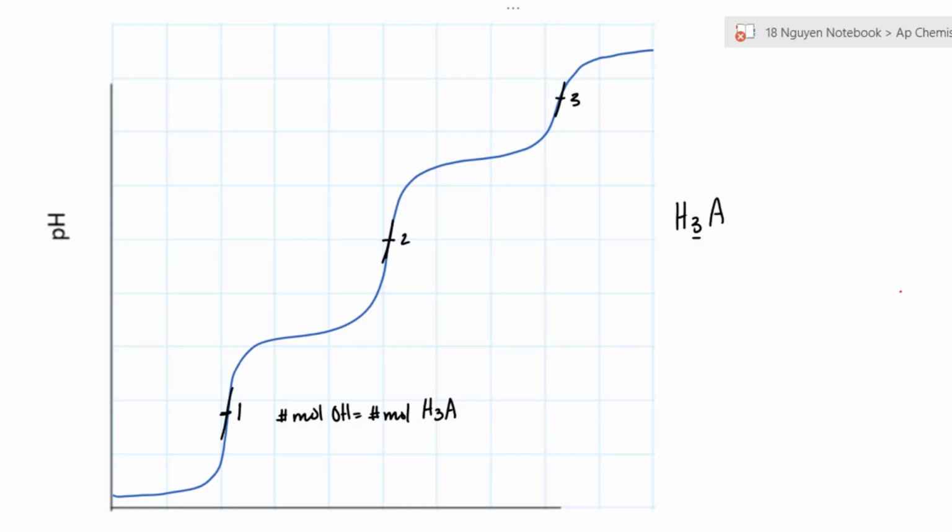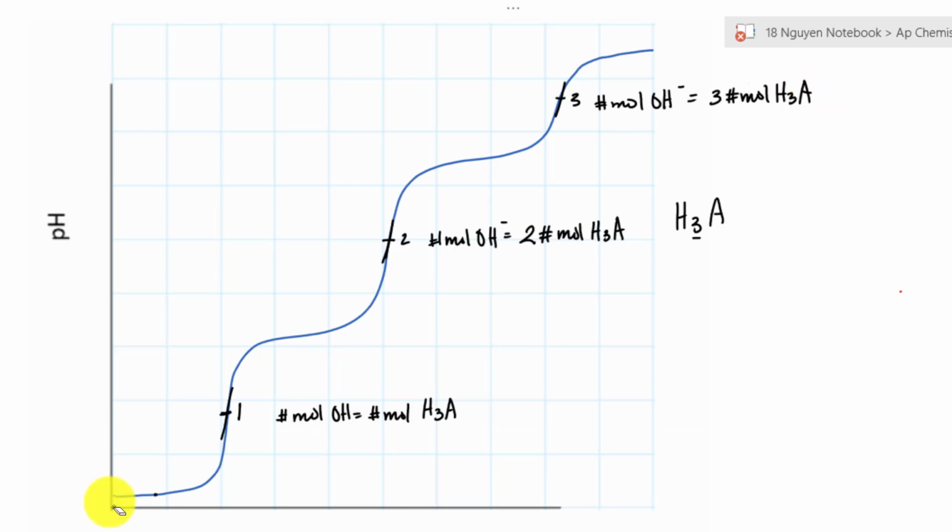If we look at the second equivalence point, the number of moles of OH is equal to 2 times the number of moles of the acid in this case. And if we look at the third equivalence point, the number of moles of OH is equal to 3 times the number of moles of the acid.